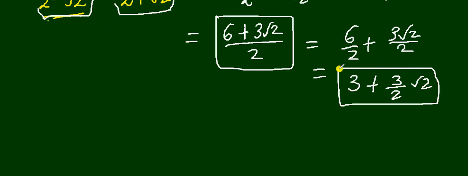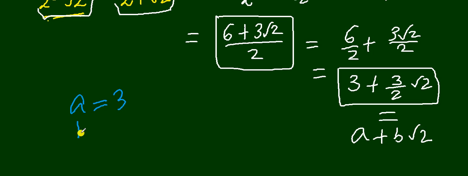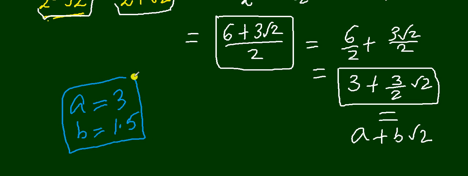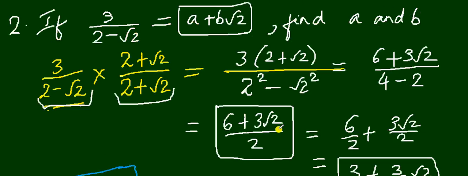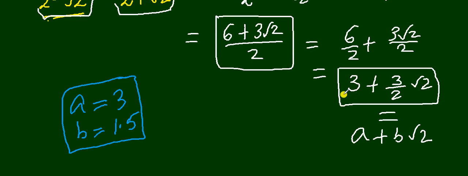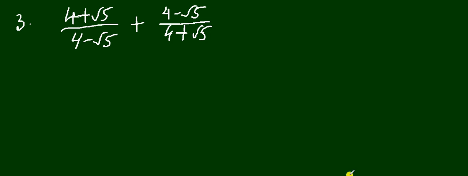Now what I do is I try to relate it with my a plus b root 2, which will give me my values as a is equal to 3 and b is equal to 1.5. Okay. So this is another common way of asking the questions, where you use the same concept of rationalizing the denominator. Now let me take a third question, which is a little more complicated than this.